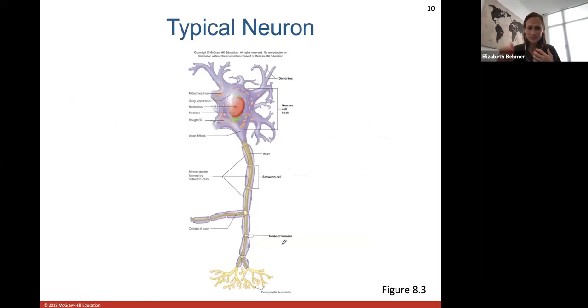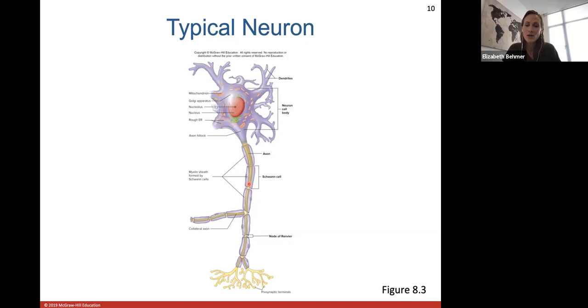So here's a look at a typical neuron, a typical nerve cell. And I also like to compare it to your hand and your arm. If you think about it, your fingers are the dendrites, and the dendrites are shown as these extensions coming off of the cell body. Then the neuron cell body is like the palm of your hand with the nucleus in the middle. That's the main integrating center. So the dendrites receive information, the neuron cell body integrates that signal, and then the axon is the long extension. So think of it as the long arm leaving the cell body.